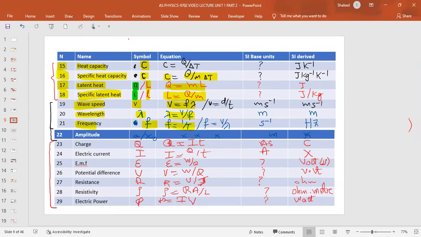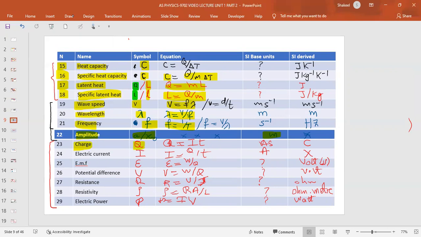So all these quantities, what you have to do is you just have to recall, because you're already done with these quantities in O levels. Okay, then amplitude, it is A or X naught, and it has got no equation. Its SI base unit is meter. Okay, then charge, let's go to electricity.